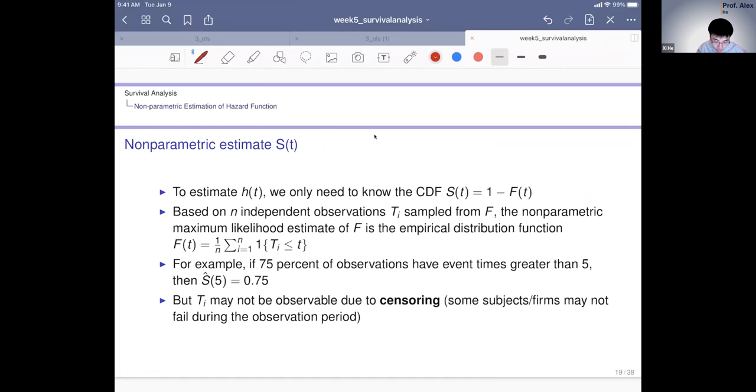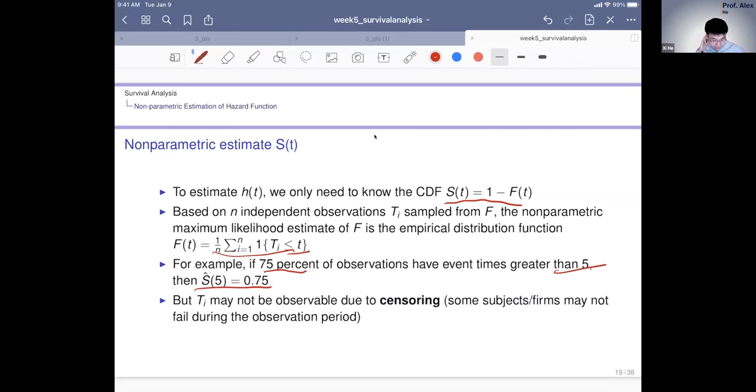for both of these, we want to know what the CDF is, okay? And the CDF is just one minus the survival function. So knowing one, you also know the other. To estimate some CDF, for any data, you just need to know, if you take n independent observations, what is the probability that it's below some value, okay? And how many observations are below that value, okay? For example, if 75% of the observations have event times greater than 5, then the survival function is 75%, which means that at 5 years, still 75% of the people are remaining. Okay, and that's something you can observe from the data, right?